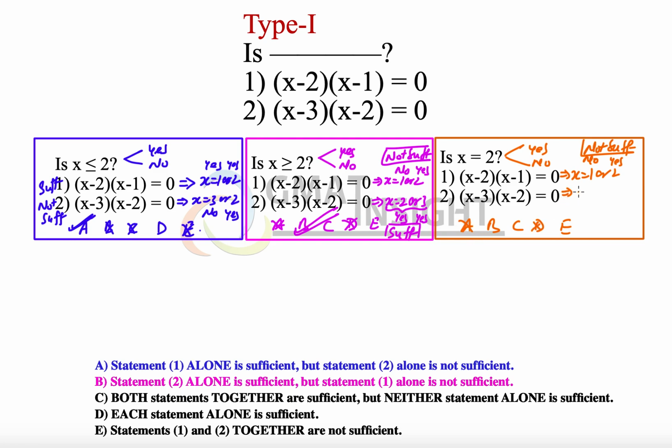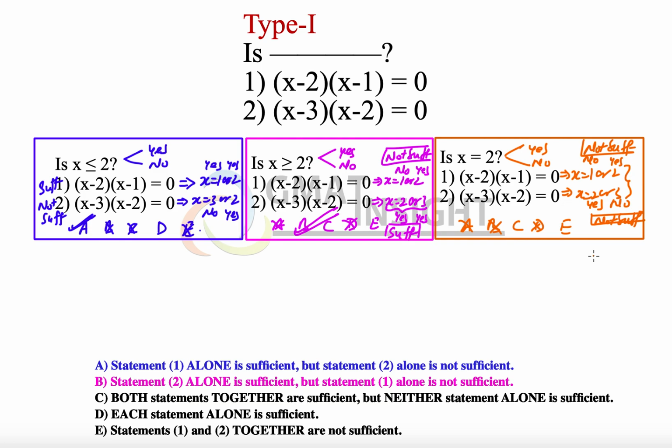The second statement says that x is either 2 or x is either 3. Once again, we have answer sometimes yes and sometimes no. So once again, it's not sufficient to answer the question, and therefore we eliminate option B as well. Now the next step is that we combine the two statements. You see, when we combine the two statements, then we always have to take the common solutions of the two statements.